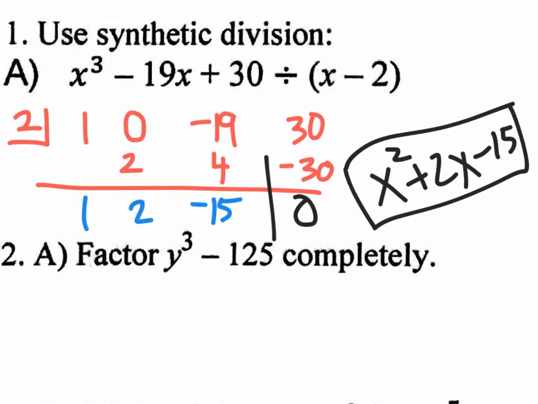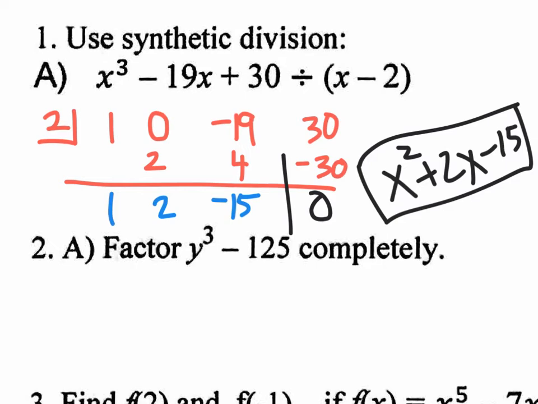Okay, so just to recap, it's important to be able to know how to set this up. You take the opposite of what you see here, put it in the box, put your coefficient values. There's a 1 right here. There is no x squared, so it's 1 for the x to the third, 0 for the x squared. There's a negative 19 in front of the x, and there's a plus 30 at the very end.